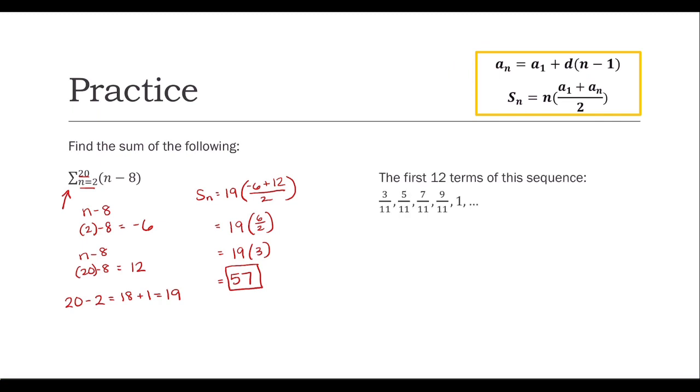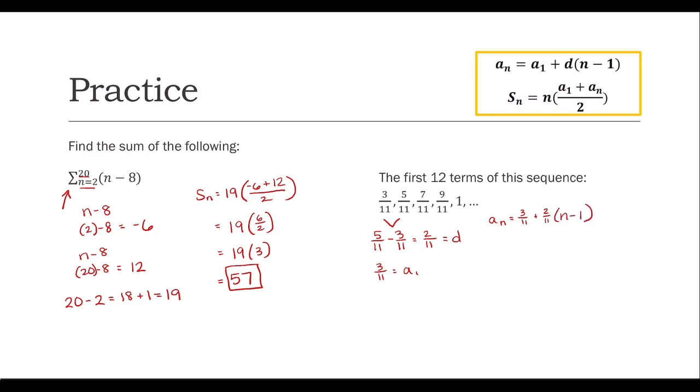Next, we want to find the sum of the first 12 terms of this sequence. So we need to figure out what the 12th term is. We'll find that using our explicit formula. First we'll calculate our difference, 5/11 minus 3/11, which is 2/11, and our first term, which was 3/11. So that's A1, this is D. So we have A sub n equals 3/11 plus 2/11 times n minus 1.